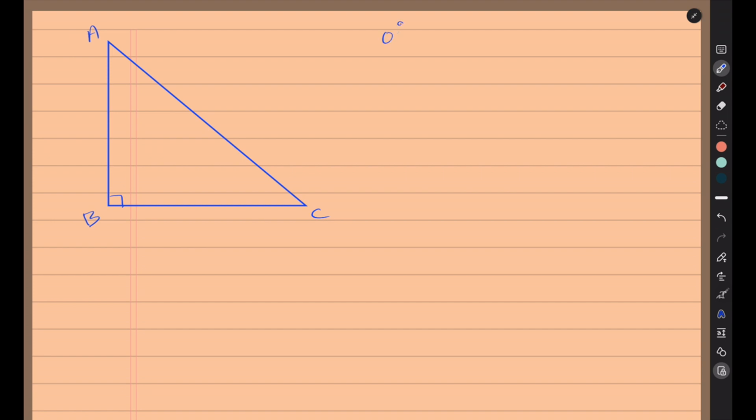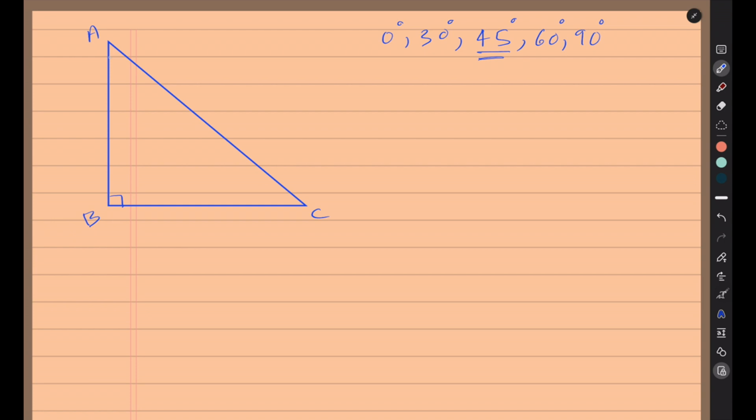So for that purpose, let us again make a 90 degree angle. Let us again make a right angle triangle. First of all, we want to have a look at these angles. Let us take this 45 degree first.